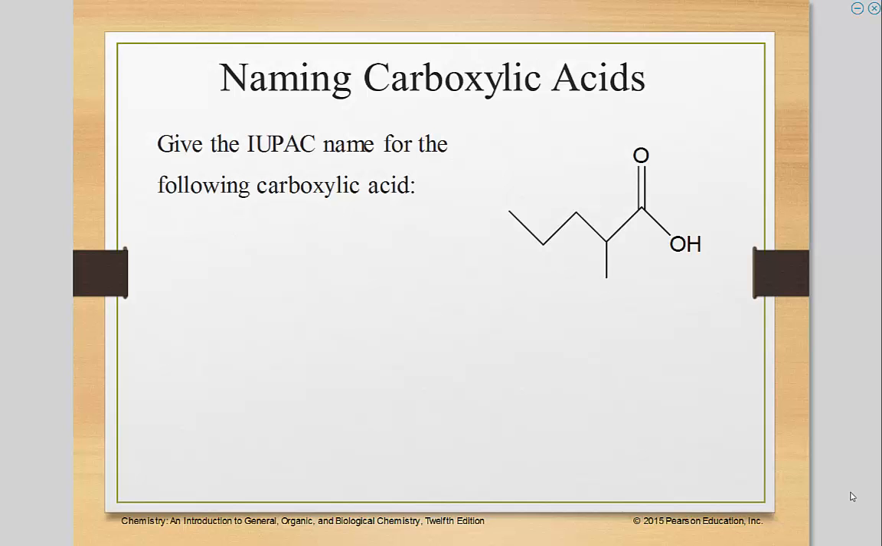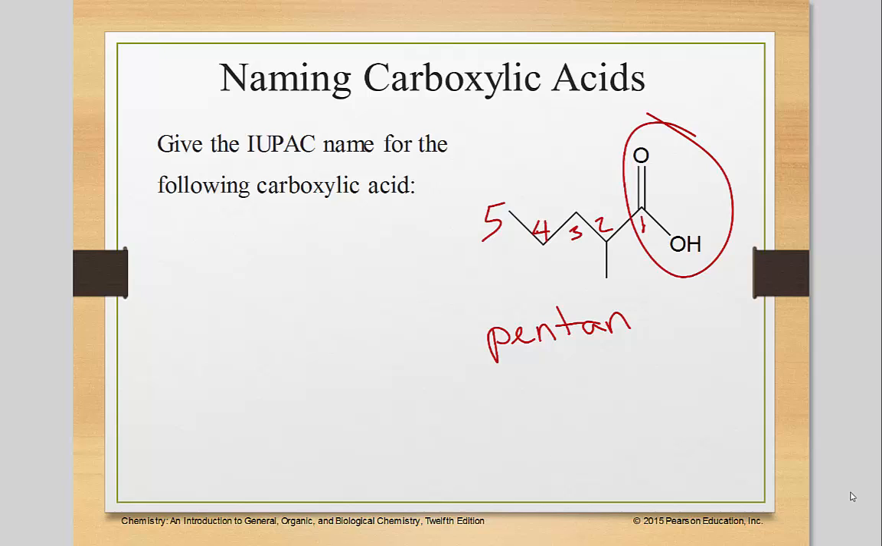So let's practice naming some. Remember, with that double bonded oxygen, that will always be your first carbon. So 1, 2, 3, 4, 5. So 5 carbons. That gives me pentanoic. It was pentane, but because of this COOH, it's going to be oic. On that second carbon is a methyl group.